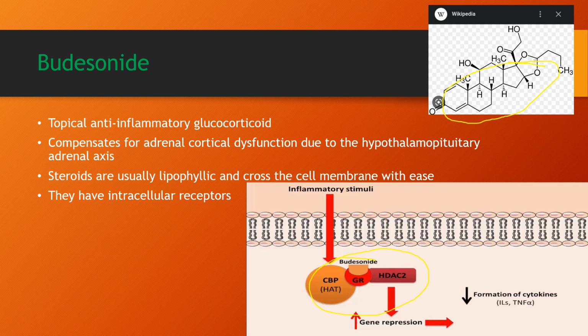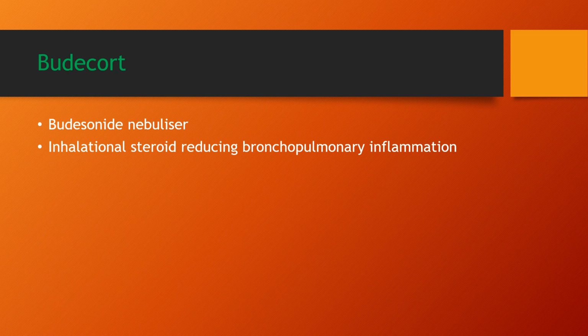They are polar in nature. So, being polar, they are always more lipophilic. Steroids are more lipophilic, and they pass through the cell membrane and reach the intracellular receptor, and gene repression occurs, and thus transcription and translation decrease, and the inflammatory proteins are decreased. Thus, total inflammation decreases. Budecort is a budesonide nebulizer. It can be taken through inhalational respules.